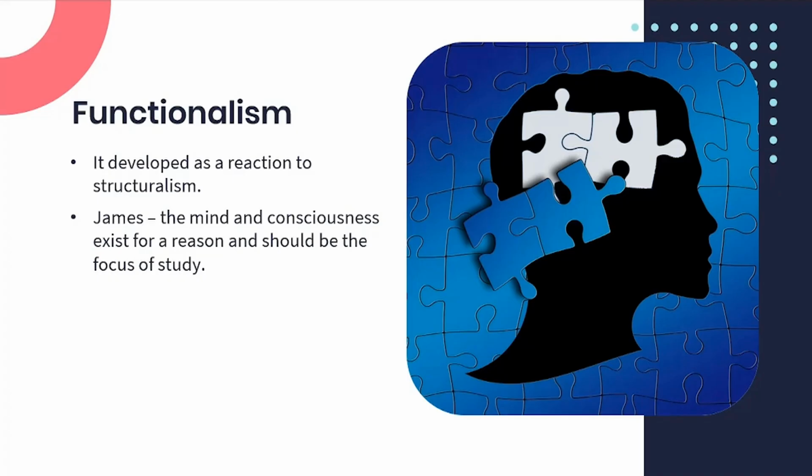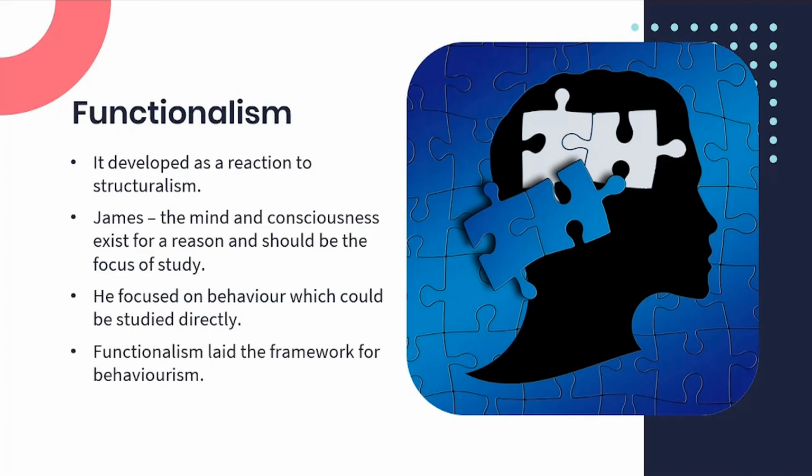Although William James wanted to focus on consciousness, he could not find a way to objectively study it, so he focused on behavior instead, which could be studied objectively. Functionalism laid the framework for behaviorism, a theory that rests on objective measures of human behavior and on acknowledging the function rather than the structure of the human mind. Functionalists ended up criticizing structuralists for not using objectivity in their theory.